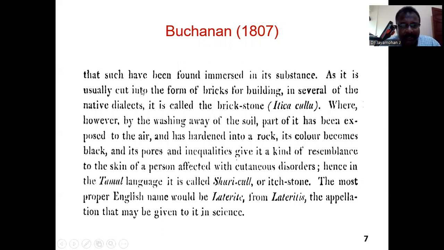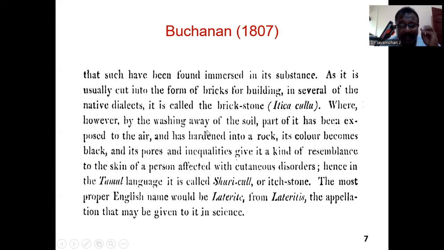And he says that in the native dialect, it is called brickstone, or in the native language, it used to be called Ittiga Kalle. Ittiga means brick in the language of Malayalam. So those days they used to call it Ittiga Kal, meaning brickstone.